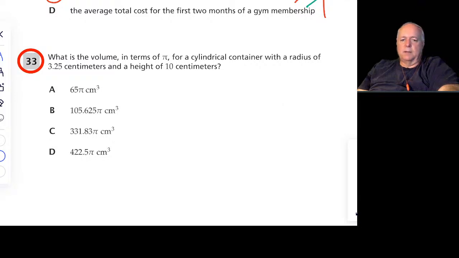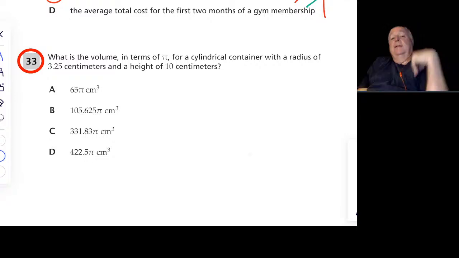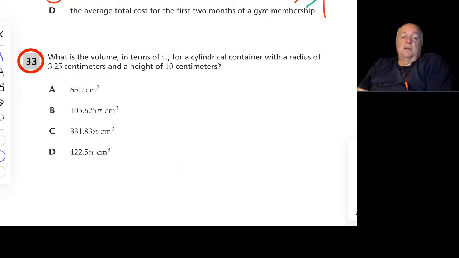Okay, that's showing good. What is the volume in terms of pi for a cylindrical container with a radius of 3.25 and a height of 10? This is actually similar to the example I just did a minute ago, where we had to do the subtraction. Not only do we not have to do the subtraction in this example, but they're letting us leave the answer in pi.